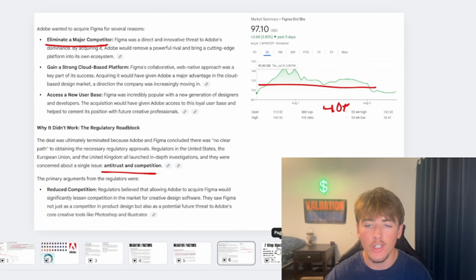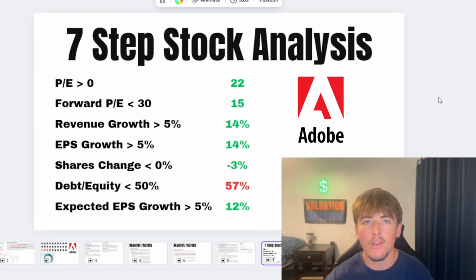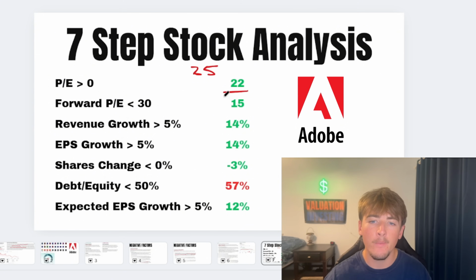be worrying for Adobe. And taking a look at the financial health of Adobe, we can see that the PE ratio is greater than 0, which means the price divided by the earnings, in which the market trades at about a 25 to 30 PE ratio. So this is actually slightly undervalued compared to the market. And also the forward PE ratio is less than 30, at 15. So this is actually a very low forward PE ratio.